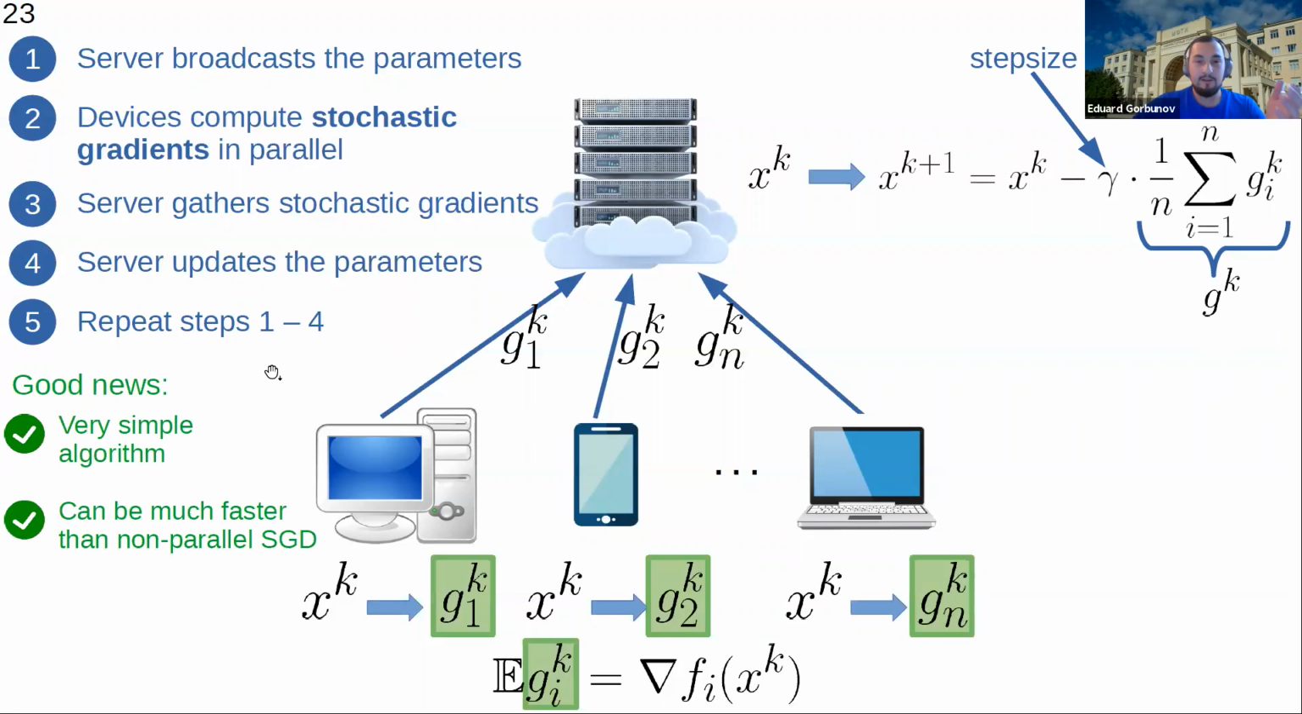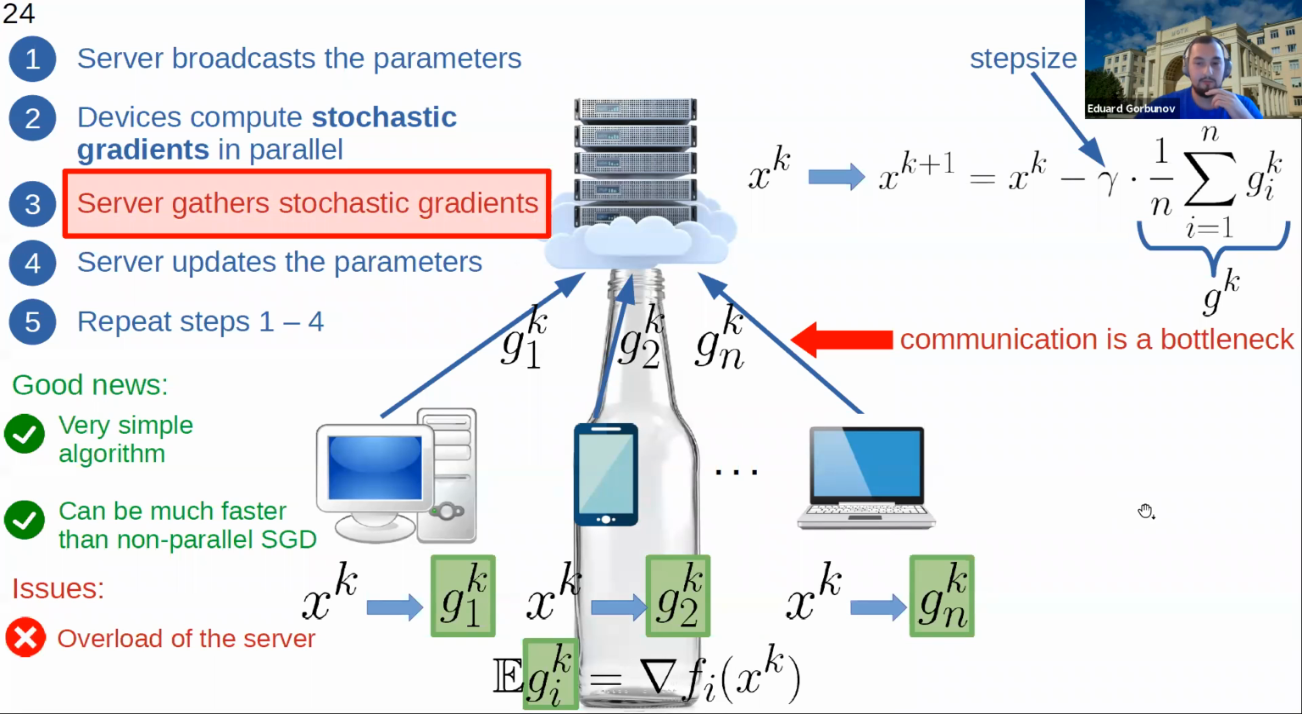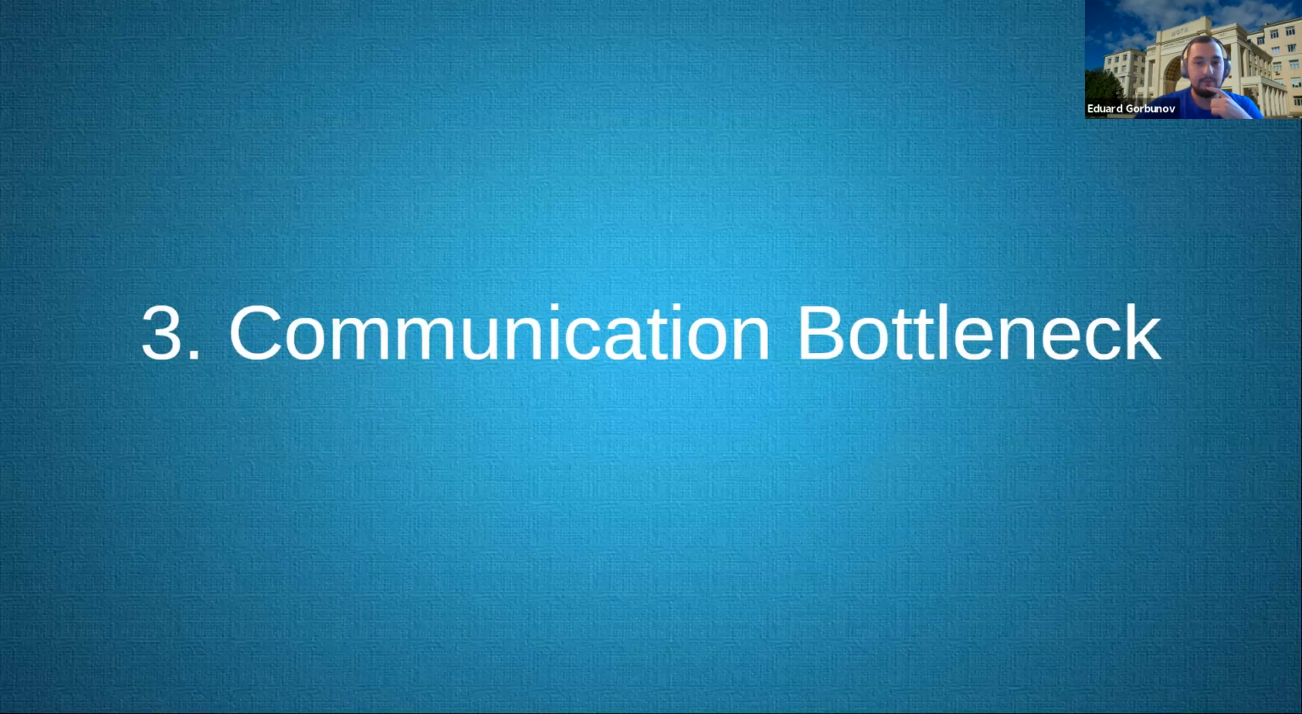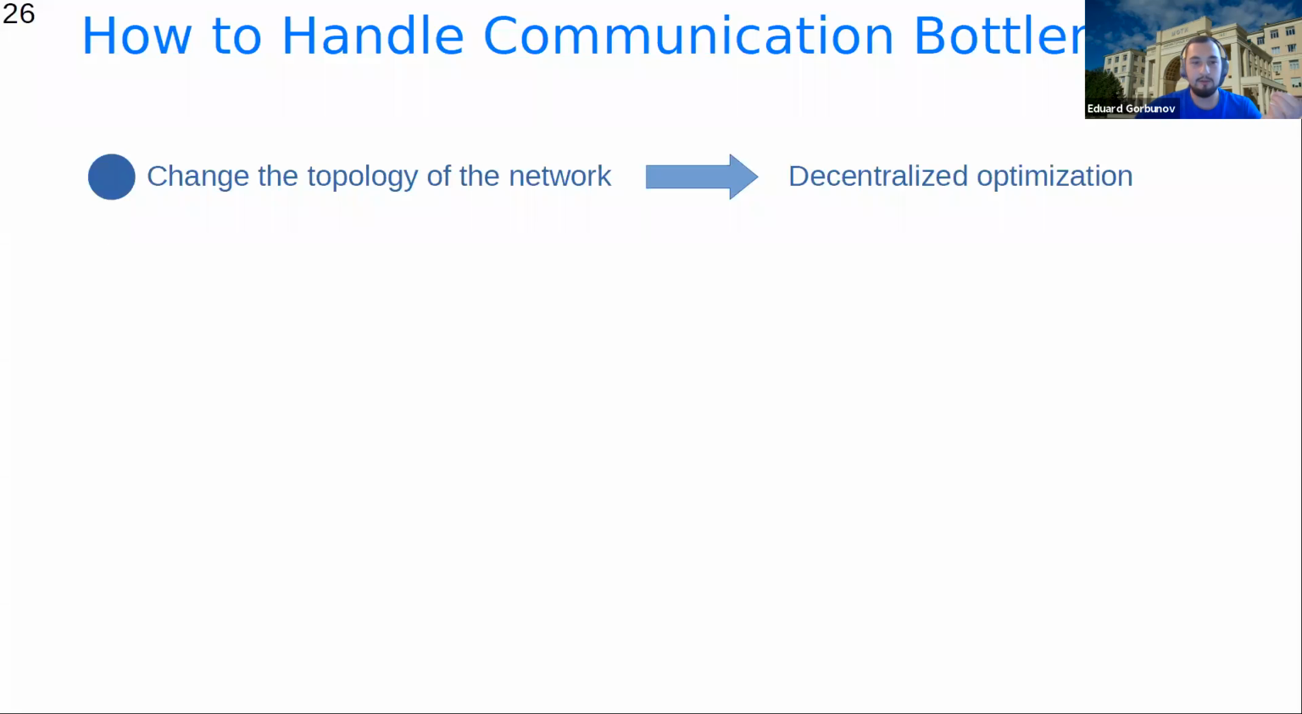So the good news is that this algorithm is very simple and it can be much faster than the non-parallel version of SGD. But there is a big issue here. One of the issues is that communication can be very expensive, and in many applications, communication is a bottleneck. In our paper, we are focusing on reducing the communication cost, which is very relevant to federated learning applications.